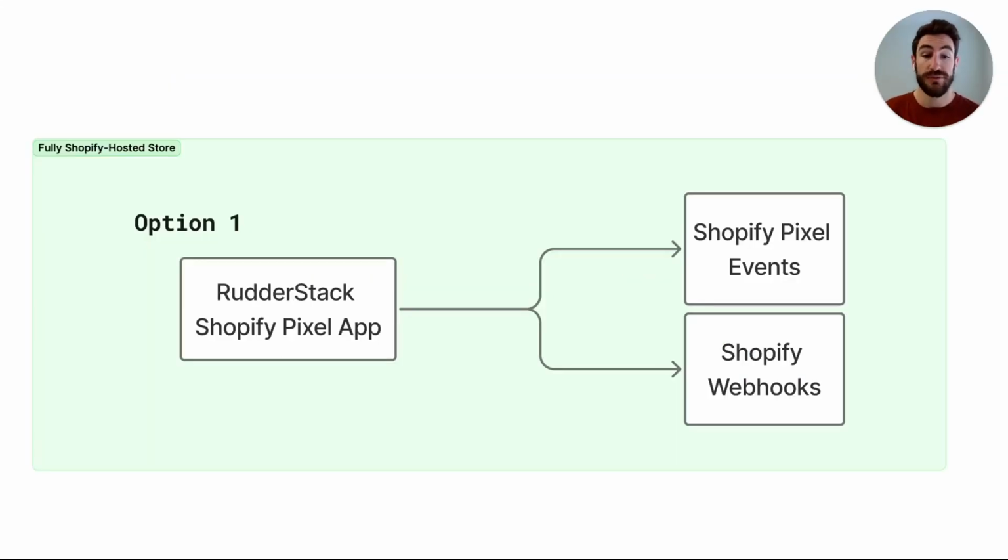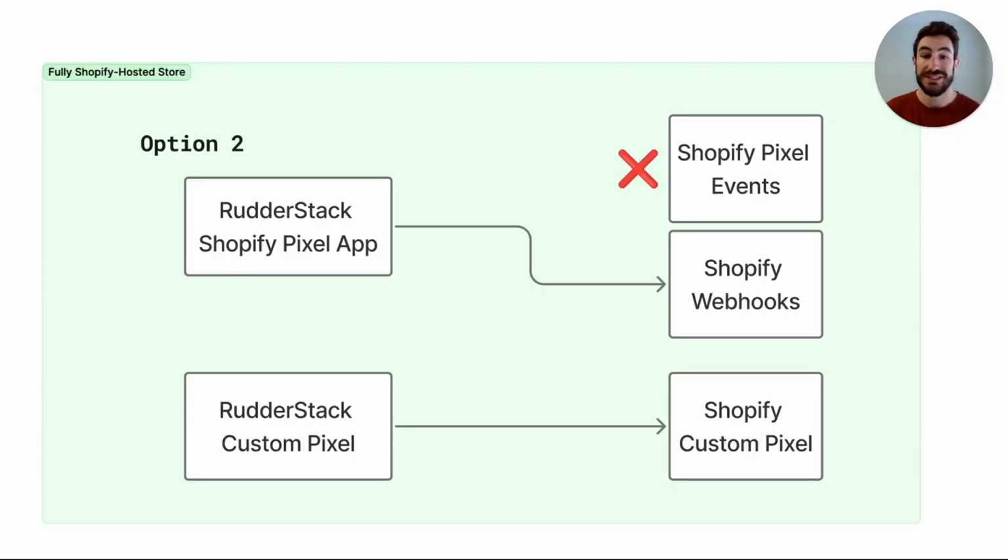Now let's go through a couple different scenarios. In this first scenario, we have a fully Shopify hosted store. Now, one option is you can simply install the RudderStack Shopify Pixel app from the Shopify marketplace. This gives you instantaneous event tracking through Shopify Pixel events, as well as Shopify webhooks. This is great for stores that don't have a requirement to have the JavaScript SDK loaded onto the site itself, and want to track both browser events as well as server-side events.